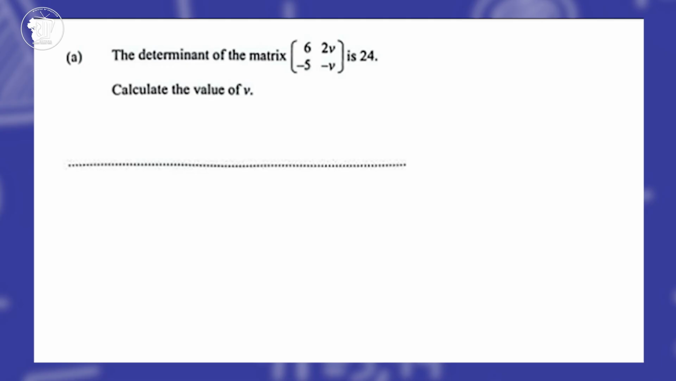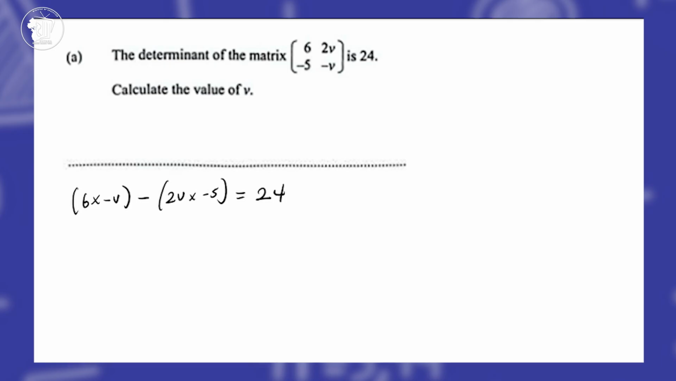So for the determinant, we know it's the product of the diagonals. So we multiply 6 times negative v. So this will be 6 multiplied by negative v, subtract, and then we multiply 2v times negative 5. So this will be 2v multiplied by negative 5. And we know this will be equal to 24.